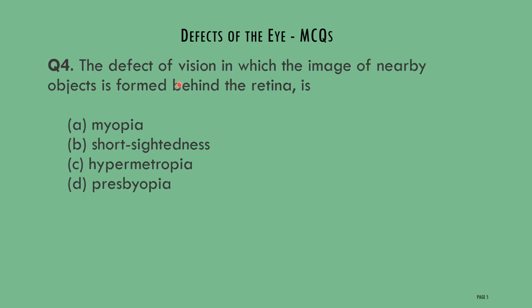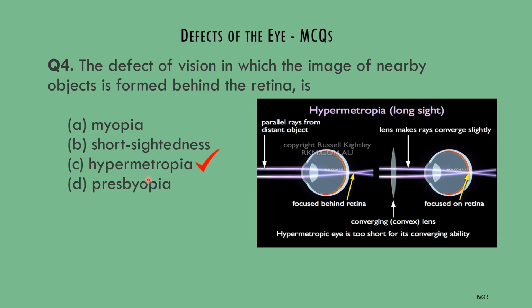Fourth question. The defect of vision in which the image of a nearby object is formed behind the retina. In which case will the image be formed behind the retina? Let us see the options. Option A is myopia. Option B short-sightedness. Option C hypermetropia. Option D presbyopia. The correct answer is hypermetropia. In the hypermetropia condition, the image forms behind the retina.